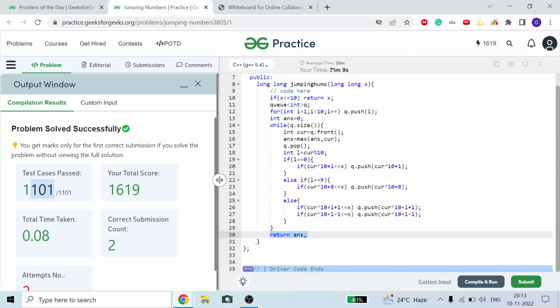So you can see all 1101 test cases passed. I hope you all understand the approach.